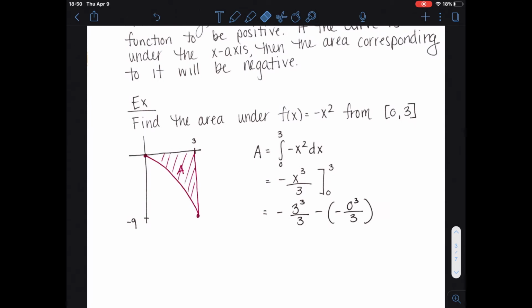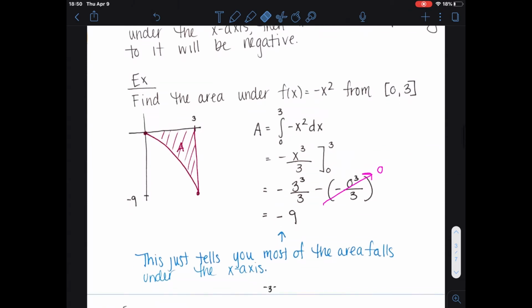So first, you plug in positive 3 to get negative 3 cubed over 3. Subtract plugging in 0. And so that'll just simplify to negative 9 because this is just 0. So all this does, if you get a minus sign for the integral, it's going to tell you most of the area falls underneath the x-axis because it's absolutely possible some pieces are above, some pieces are below. And whichever one has more will tell you by the sign you get for the area.